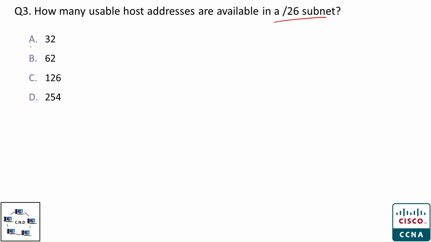So the options are option A 32, option B 62, option C 126, and option D 254. And the correct option is option B 62.